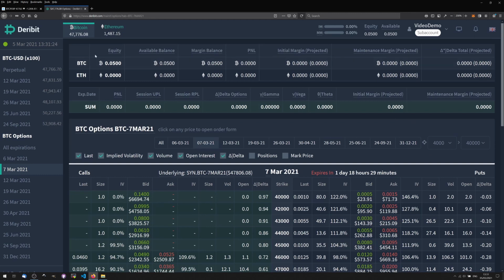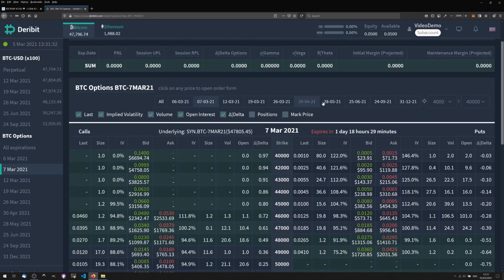You can see this is the account balance for my sub account. I've got 0.05 Bitcoin in there. And then here we have the options dates listed across the top. We've got the columns that we want available. And then we have our call options on the left and our put options on the right. And then down the middle, we've got the strike prices. So if we go down to the 45,000 strike price, what we're looking to do is sell a put option.